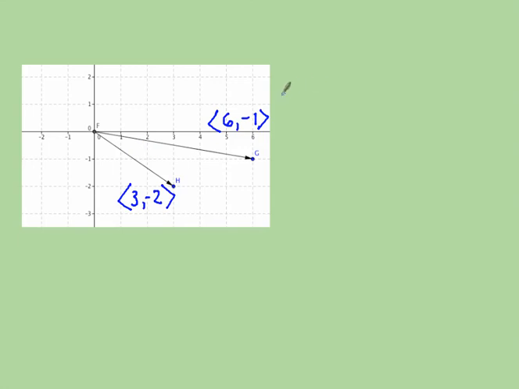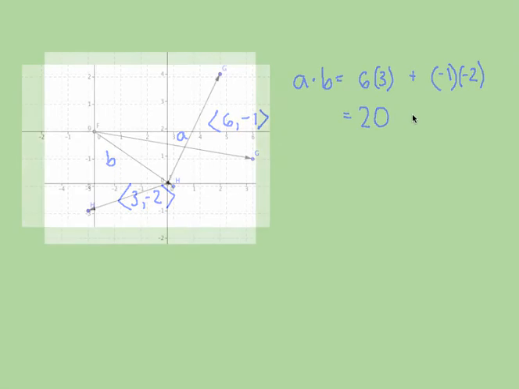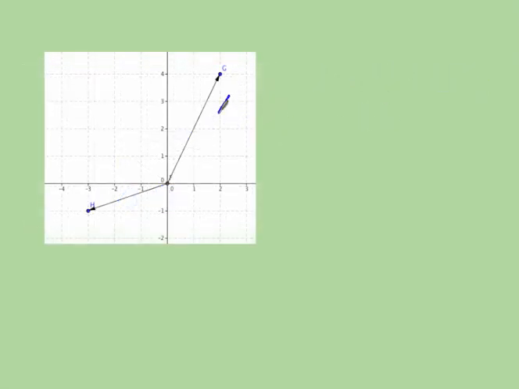Let's look at our dot product. I'll call this vector A and vector B, A dot B. Let me multiply my x's and add the product of my y's. And I can see here that is going to be 20, 18 plus 2, 20. All right, it seems that when my dot product is positive, my angle is acute. Okay. And in this case, I can see that I have an obtuse angle between the two vectors.